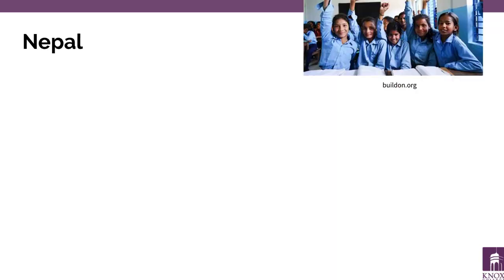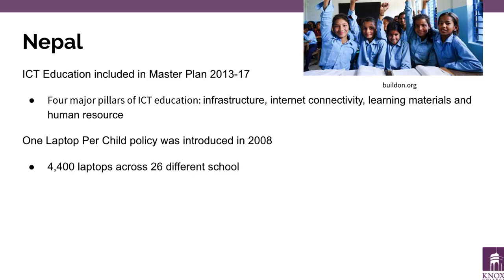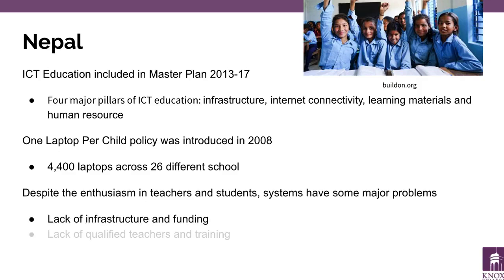In Nepal, the Master Plan 2013 to 2017 defined the 4 major pillars of ICT education as infrastructure, internet connectivity, learning materials, and human resource. To meet the infrastructural needs, the One Laptop Per Child policy was introduced in 2008, under which 4,400 laptops were distributed across 26 different schools. Despite these efforts and enthusiasm among teachers and students, the system had some major problems such as lack of infrastructure and funding, lack of qualified teachers, and the training required for them.